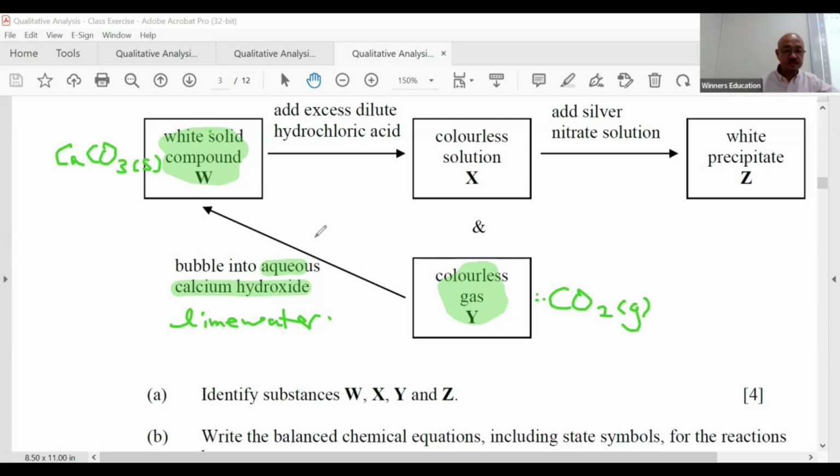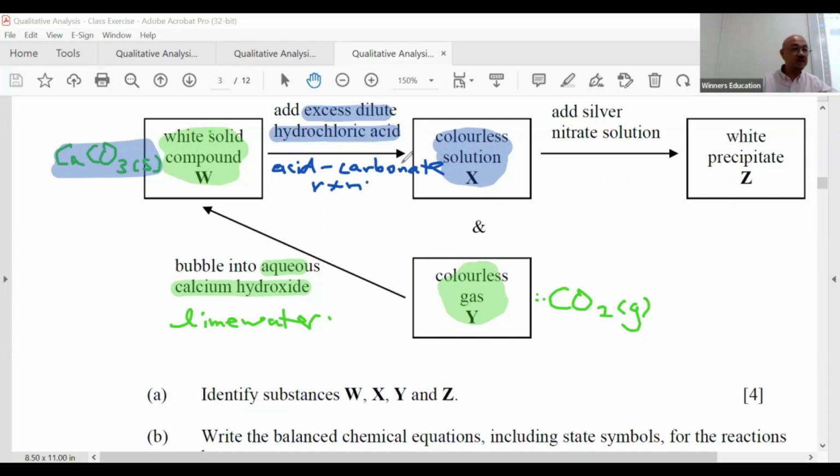Then calcium carbonate, once I add excess dilute acid to it, one link to another, it will form this blue color here. Each arrow is one chemical reaction. What is the name of this chemical reaction? Every reaction has a name. This is called neutralization? Not really, almost. We don't call it neutralization. This is called an acid-carbonate reaction.